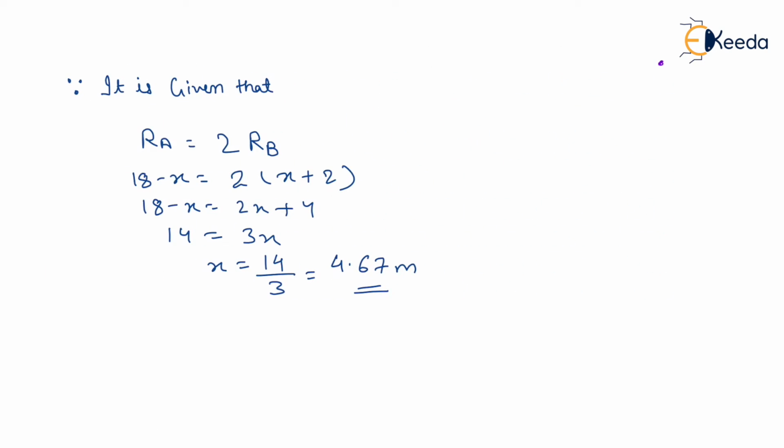Now, in the question, it is given that reaction at left support is twice the reaction at right support. So we will put this condition here, that is RA equals 2 times RB, and putting the value of RA, that is 18 minus x, and RB, that is x plus 2, we will get the value of x as 4.67 meter. It means that we need to place the UDL at a distance of 4.67 meter from support A, so that RA will be equal to 2 times RB.